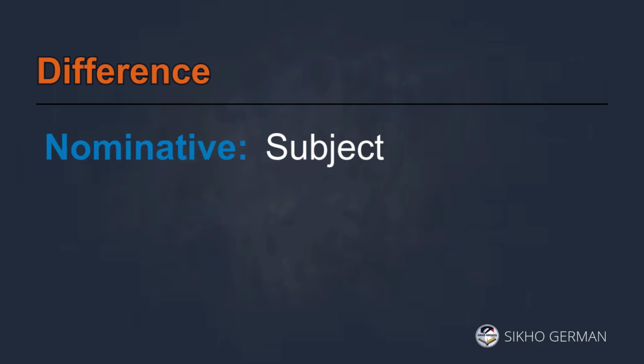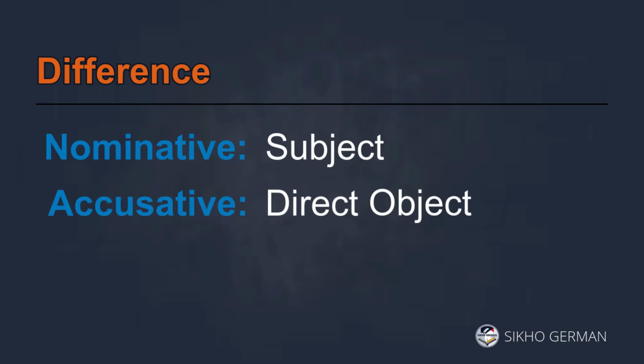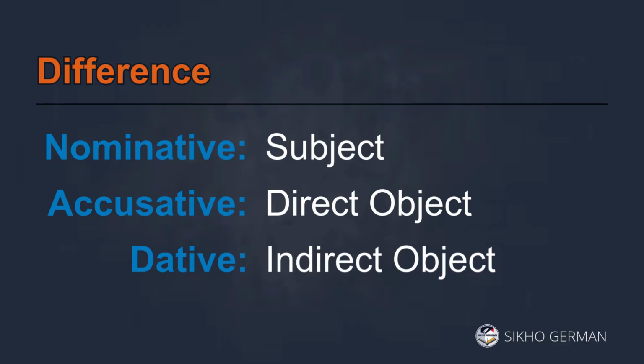Let me show you how all 3 cases work together. Nominative equals subject, the person or thing doing the action. Accusative equals direct object, the person or thing receiving the action directly. And dative equals indirect object, the person or thing receiving something or benefiting from the action. These 3 cases work together to create complete sentences in German.